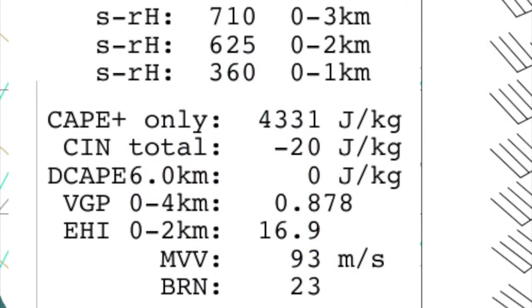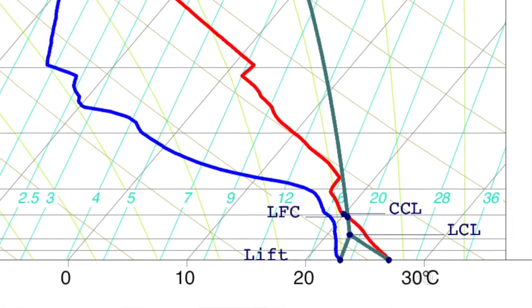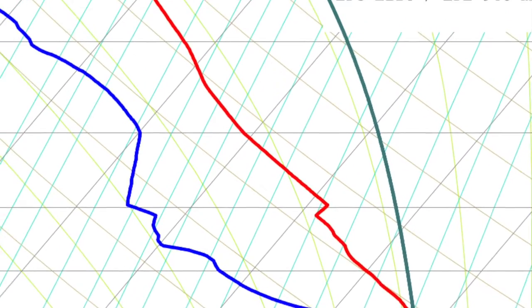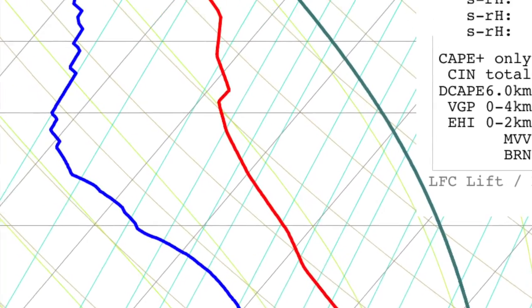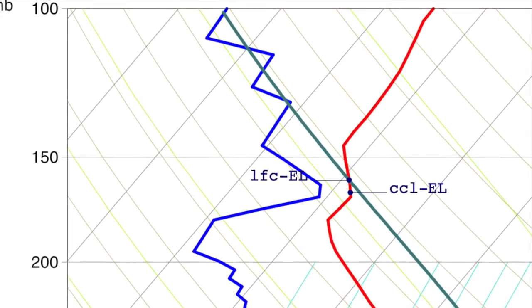Here's a sounding, lots of storm relative helicity, 360, 710. You look at some of these, the energy helicity index is 17, that's crazy. CAPE, 4,300 joules per kilogram. Here's the boundary layer. You can see a residual inversion, say, here. And then we just kind of go up the sounding. Here's the positive area, so you can see, wow, lots of nice juicy CAPE. Here's the equilibrium level up here at about 160 millibars.